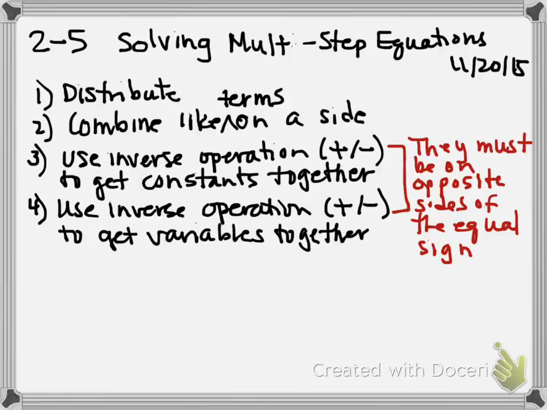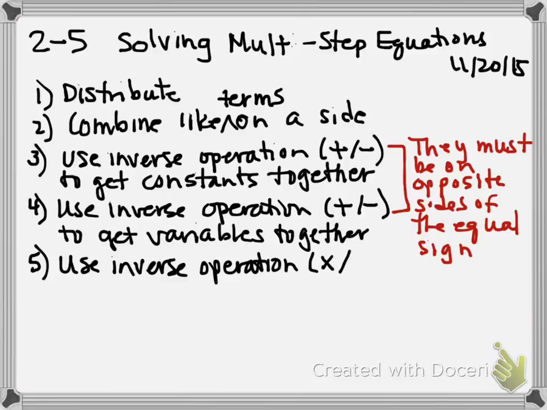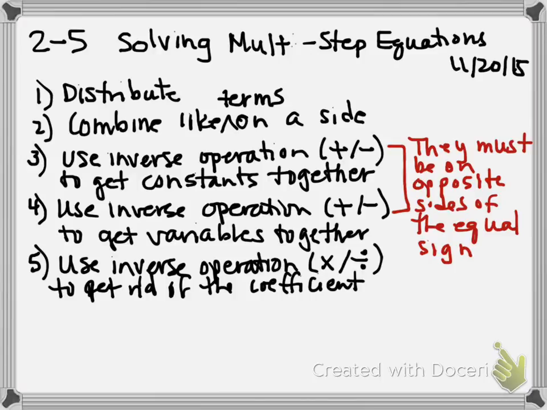Then we talked about we're going to use inverse operations again, but now what we're trying to get rid of is the coefficient. The only math that happens, the coefficient is either being multiplied by the variable or being divided with the variable, so the inverses would be either multiplication or division, to remove or get rid of the coefficient. And in other words, it leaves the variable alone.